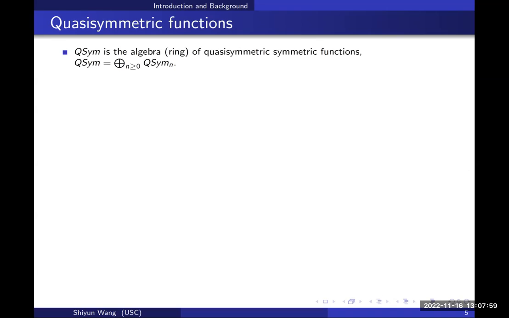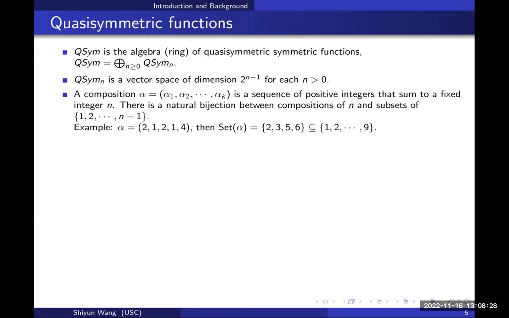So now we have quasisymmetric functions, and they form an algebra. We use QSym to denote the algebra of quasisymmetric functions. It is the direct sum of all the QSym n, graded by degree. And each QSym n we can view as a vector space of dimension 2 to the n minus 1.